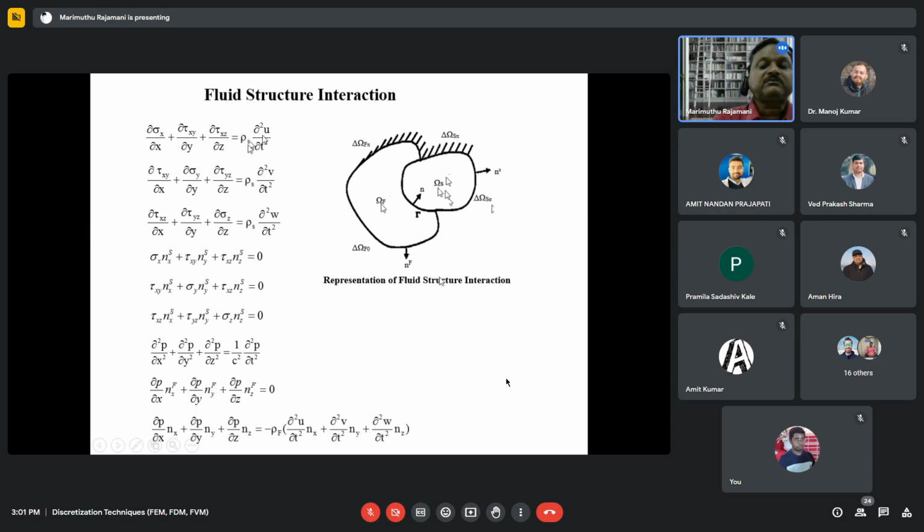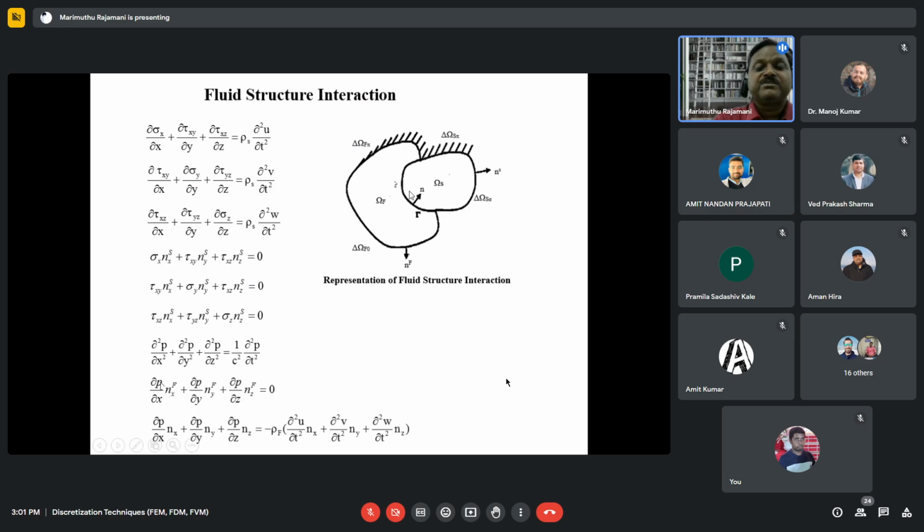Corresponding to structure, and this is the wave equation which governs the fluid motion. And at the free surface of the fluid, the normal derivative with respect to pressure is 0. So this can be written in global terms: dou p by dou x nxf, dou p by dou y nyf, dou p by dou z nzf equal to 0. This is same as dou p by dou n equal to 0.